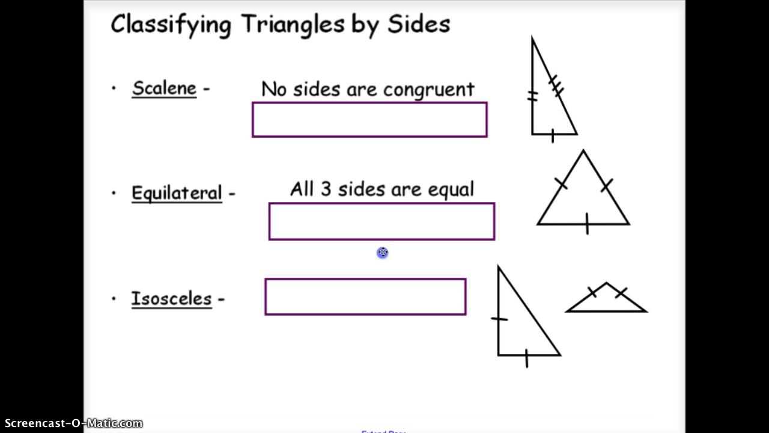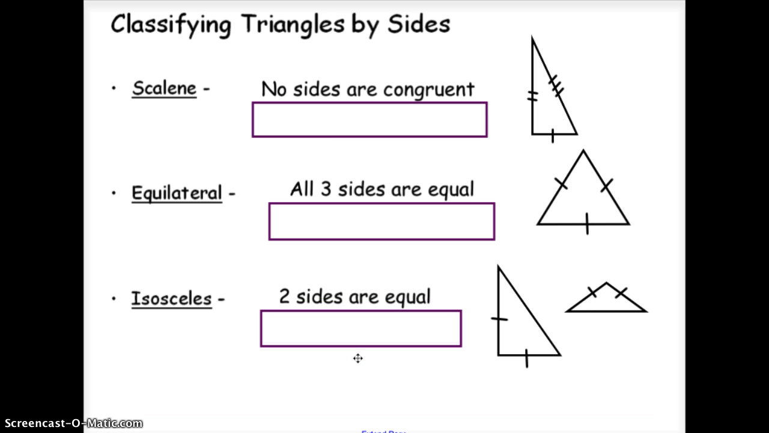An equilateral triangle has three sides that are equal. Notice the tick marks are the same on all three sides. An isosceles triangle has two sides that are equal. Tick marks on two out of the three sides of the triangle.